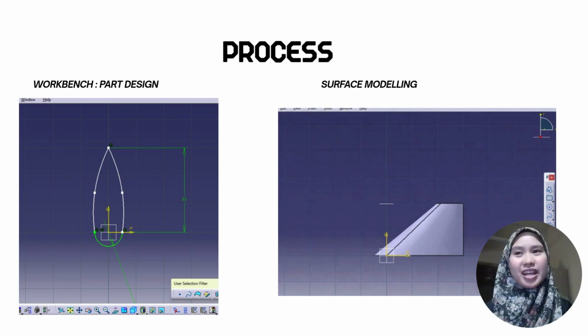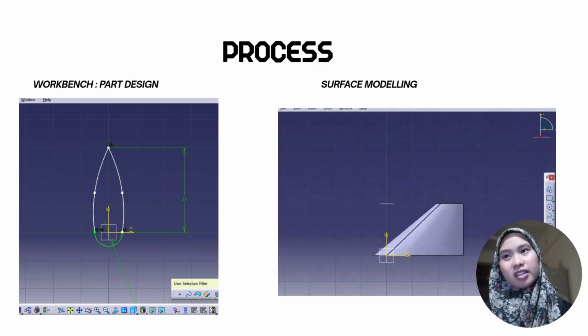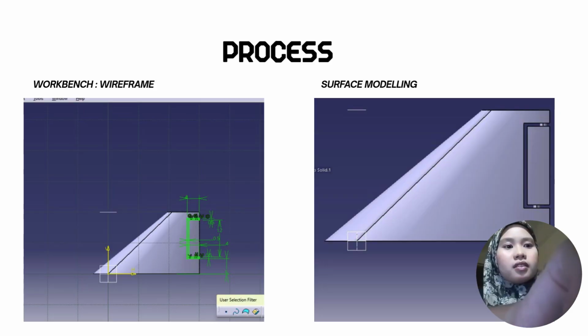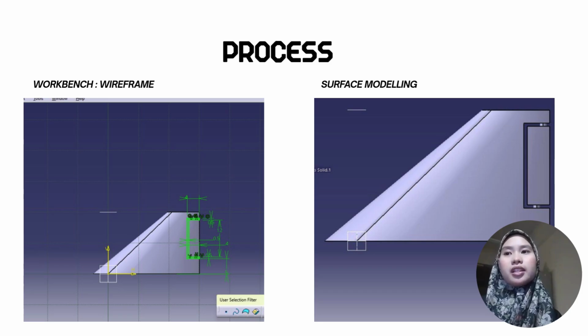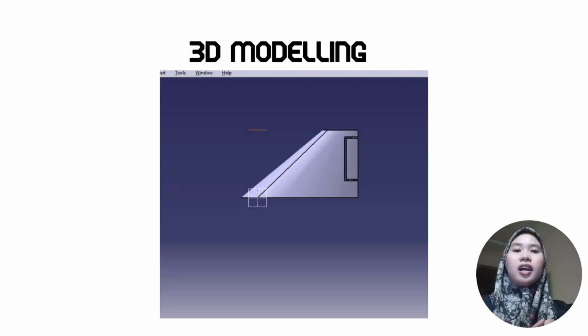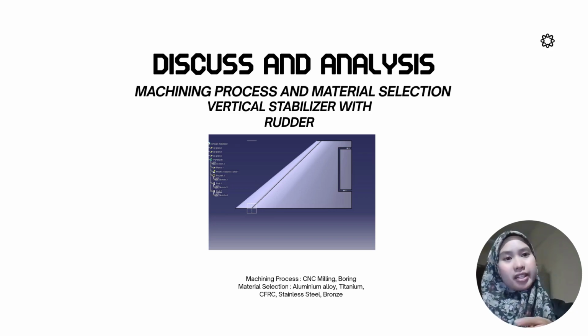So for the first process, I make the vertical tail stabilizer, and this is the part design and surface modeling. For the next one, I use wireframe to create the rudder at the vertical tail stabilizer. And this is the 3D modeling for my part design. Lastly, for my part, the discussion and analysis, which contains the machining process and material selection for the vertical stabilizer with rudder.